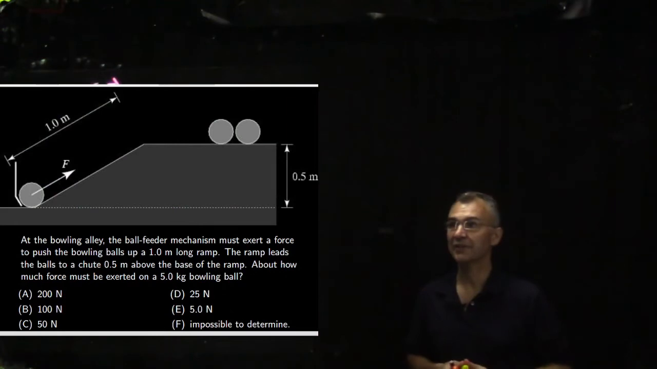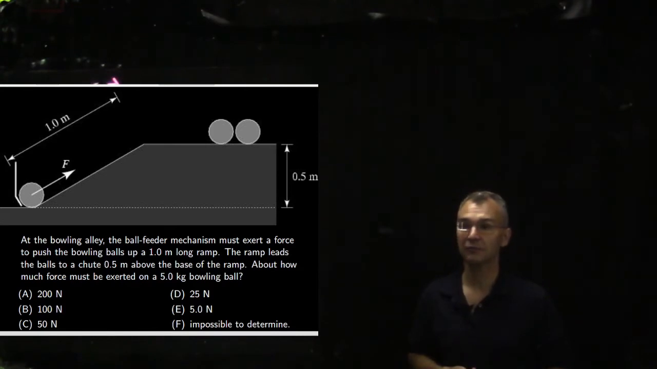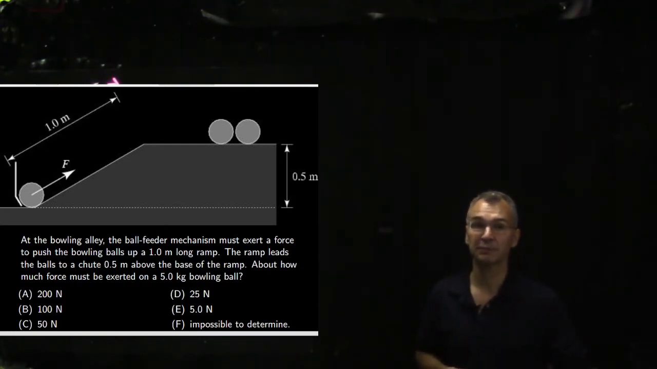At the bowling alley, the ball feeder mechanism must exert a force to push the bowling balls up a 1 meter long ramp, but it's a diagonal ramp. The ramp leads the balls to a chute which is a 1/2 meter above the base of the ramp. About how much force must be exerted on a 5 kilogram bowling ball as it goes up the ramp?